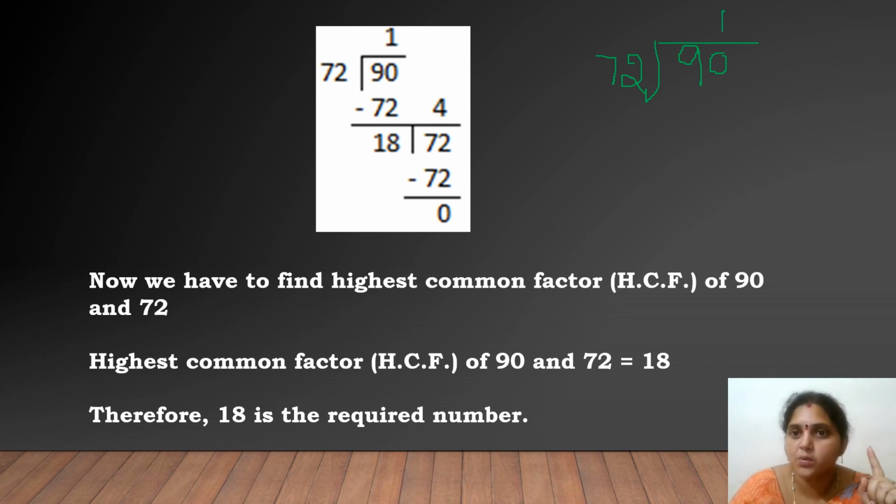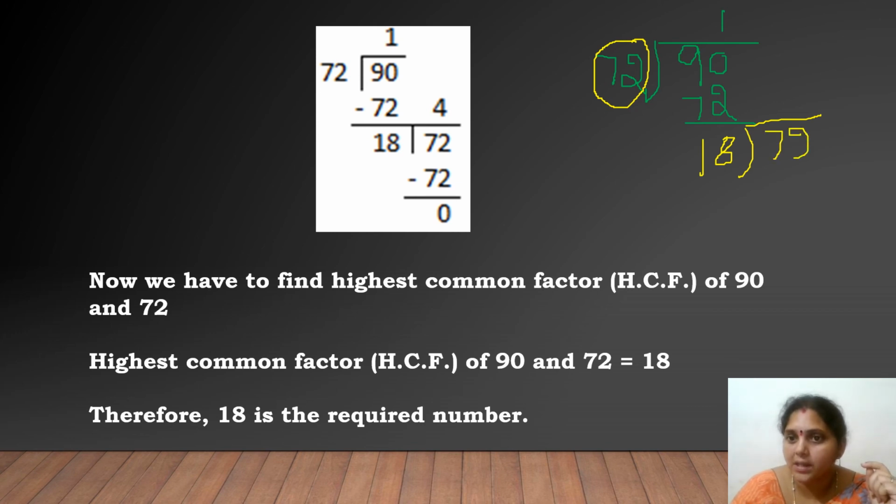Now, in 90, how many times 72 goes? 1 time. 72 ones are 72. So, what is your remainder here? Yes, your remainder is 18. Now, what will be your next dividend? Your dividend will be your first divisor. So, what is your first divisor? 72 is your first divisor. Write down that 72 here.